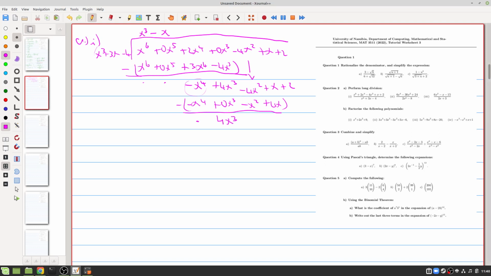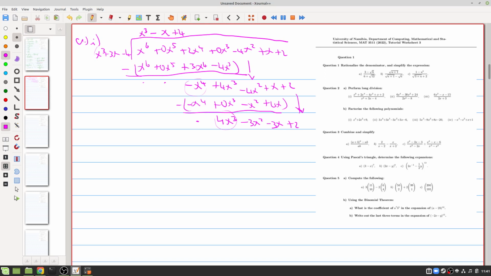Then we've got negative 4x squared plus x squared is negative 3x squared. Then we've got x minus 4x is negative 3x. And then we still got our plus 2 here at the end. Okay, and again, we repeat the process. This can still be divided because it still has the same or larger exponent than the first value. So 4x cubed divided by x cubed is 4.